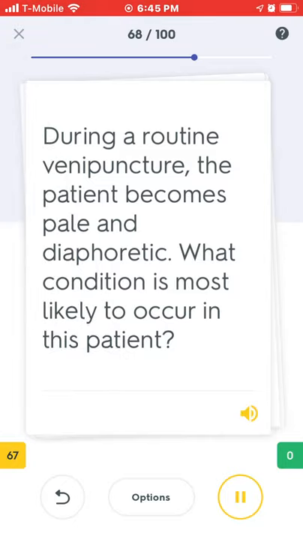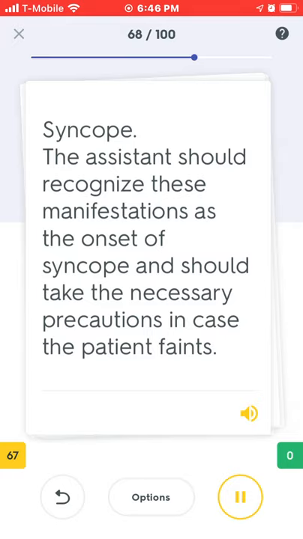During a routine venipuncture, the patient becomes pale and diaphoretic. What condition is most likely to occur in this patient? Syncope. The assistant should recognize these manifestations as the onset of syncope and should take the necessary precautions in case the patient faints.